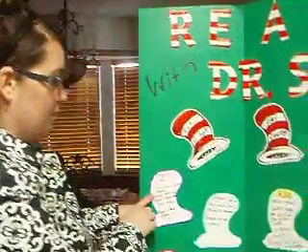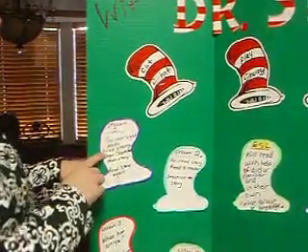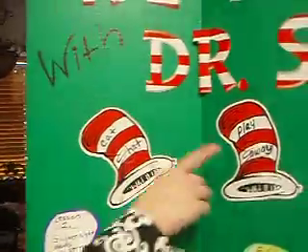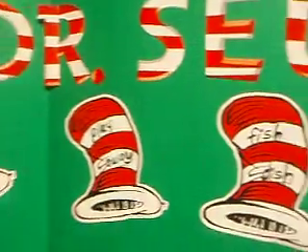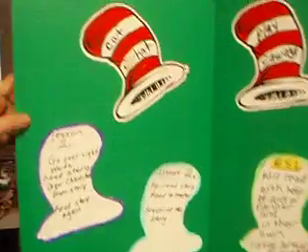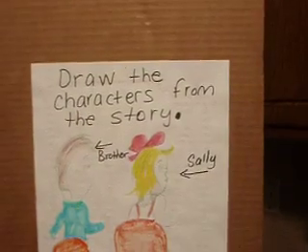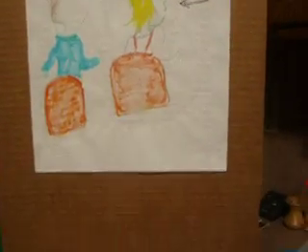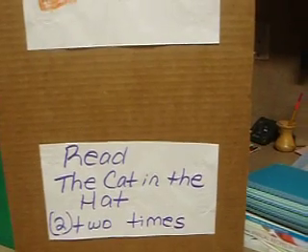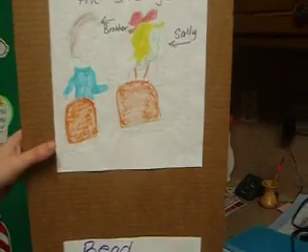In lesson 1, they're going to go over the sight words in Cat in the Hat, and I've listed just a few here so you can see them. Then they're going to draw characters from the story. So this is lesson 1. They're going to read the story, Cat in the Hat. Then they're going to draw the characters. Then they're going to read Cat in the Hat 2 times, more practice to master the skill.